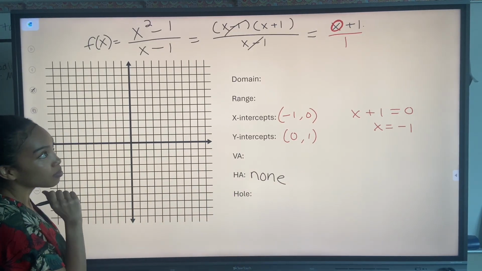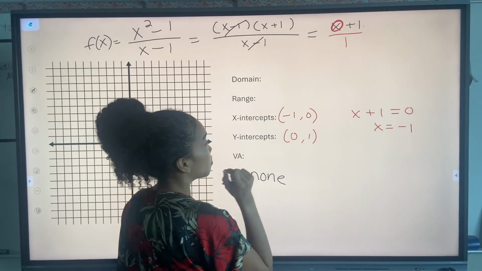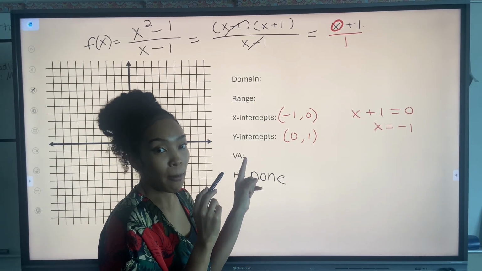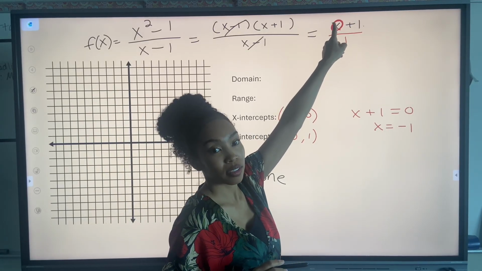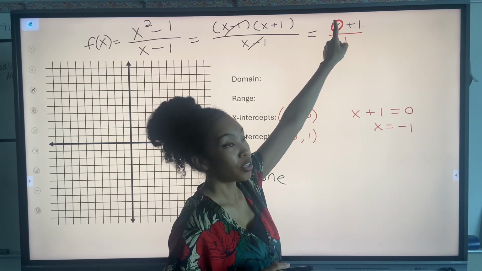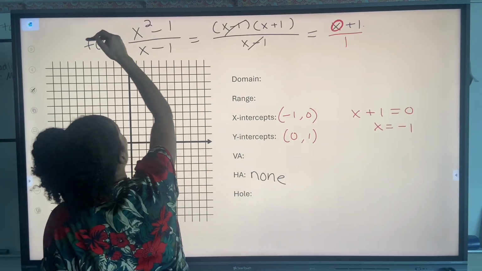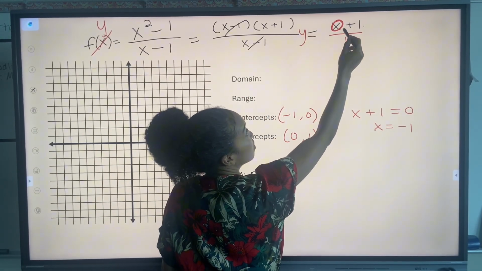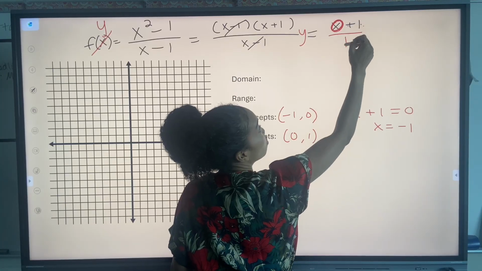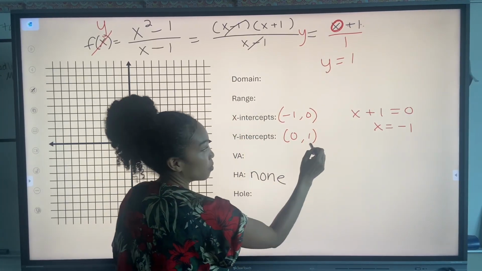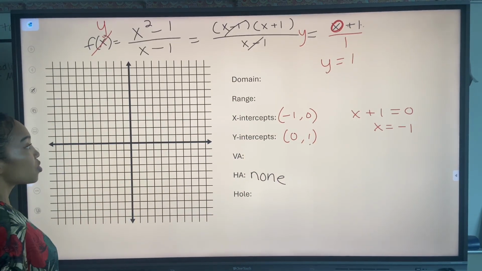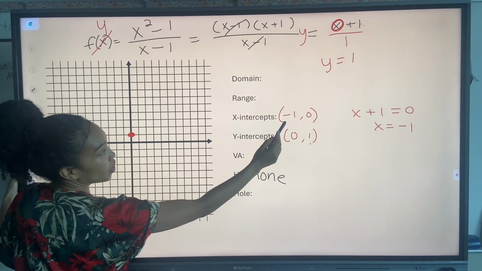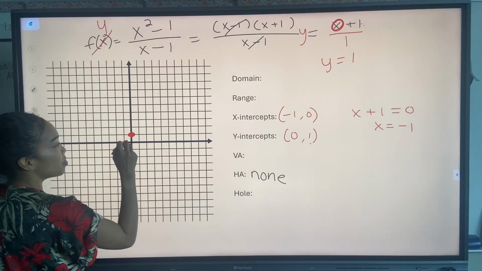Wouldn't it be (0, negative 1)? Because you're setting it equal to 0? No, we're not setting it equal to 0. We're plugging in 0. You plug a 0 in here. This is y equals this. So 0 plus 1 over 1, y is equal to 1. Okay. So your y-intercept is at (0, 1). Your x-intercept is at (negative 1, 0).